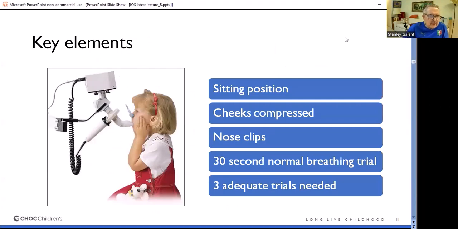The proper way to assess oscillometry, and this is impulse oscillometry or IOS, is in the sitting position with the cheeks compressed, nose clips, and 30-second normal breathing trial. We'd like to get 3 adequate trials, which means a coefficient of variation of generally less than 15%.